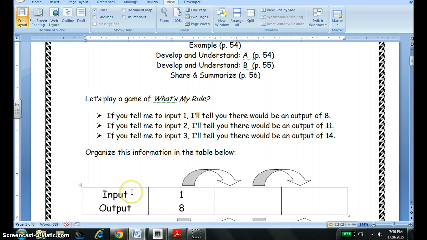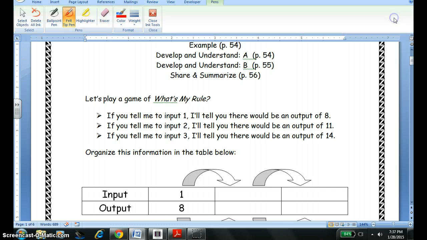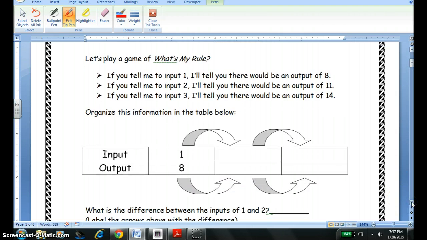I put a number in, I do something to it, and I get a result. Input, output. So we have to figure out what exactly we are doing to that number in order to get the output. If I input 1, I do some rule, and I get an output of 8. If I put in 2, I get an output of 11. And if I input 3, I get an output of 14. So let's fill in the table, and let's fill in the steps, and maybe then we can figure out the rule, which I think you can.